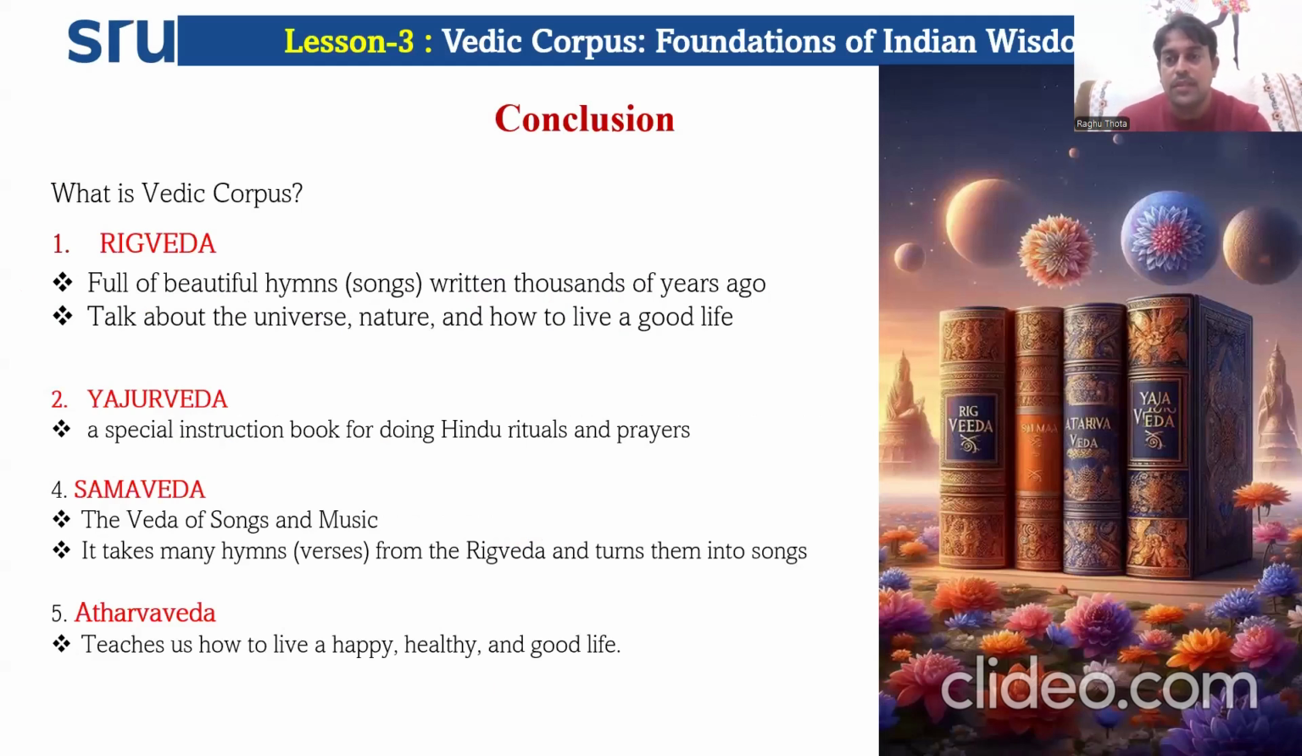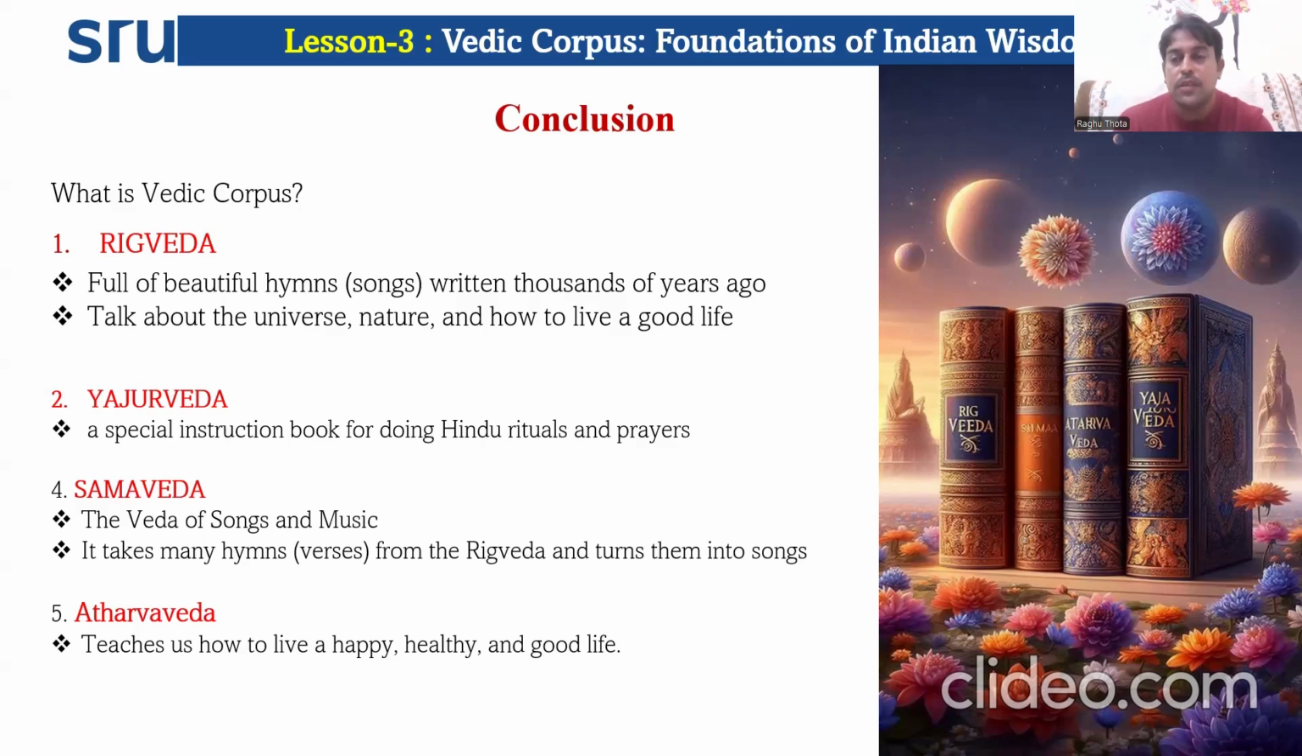Each Veda has its own significance. So let's conclude this lesson. In this lesson, we had a discussion on what is the Vedic corpus. The Vedic corpus is nothing but the ancient wisdom and knowledge which was preserved in the form of four books. We call it the Vedic corpus. What are the four books included in the Vedic corpus? They are the four Vedas. What are the four Vedas we have? Rigveda, Yajurveda, Samaveda, Atharvaveda. Each Veda has its own significance.